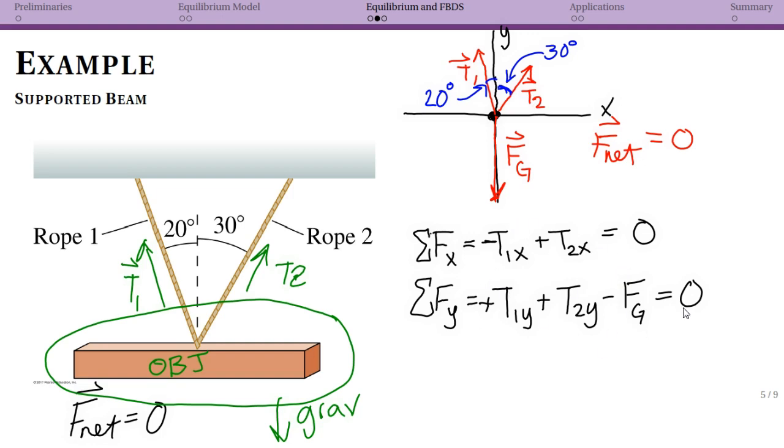So I'm not going to do out the full math, but again, this step of going from your situation, using the equilibrium model to generate your free body diagram, and then breaking it up into components is very important and what I want to stress right now.